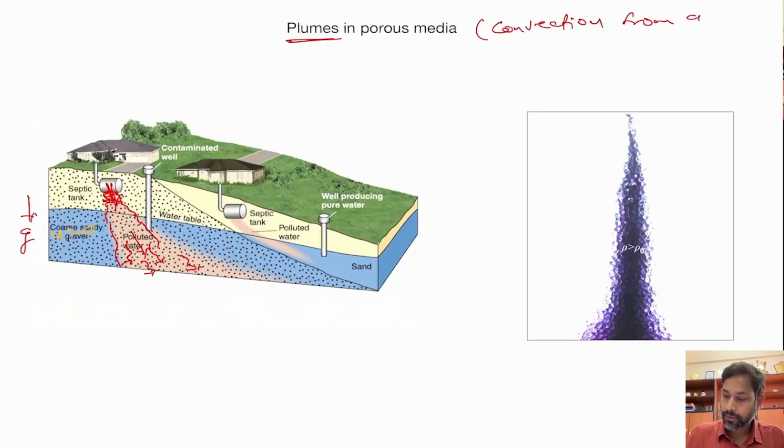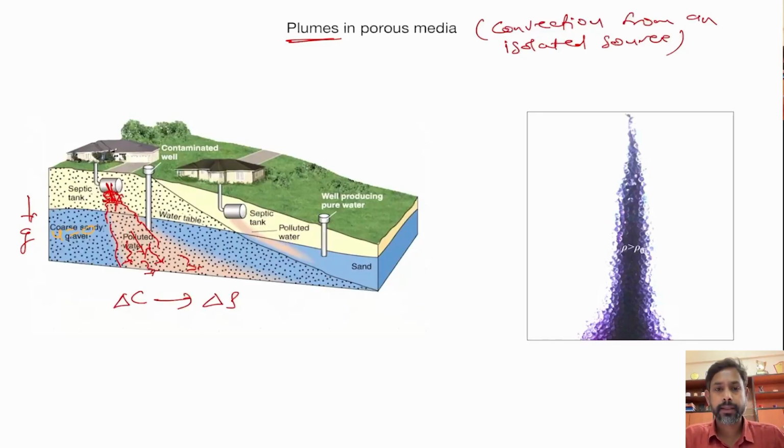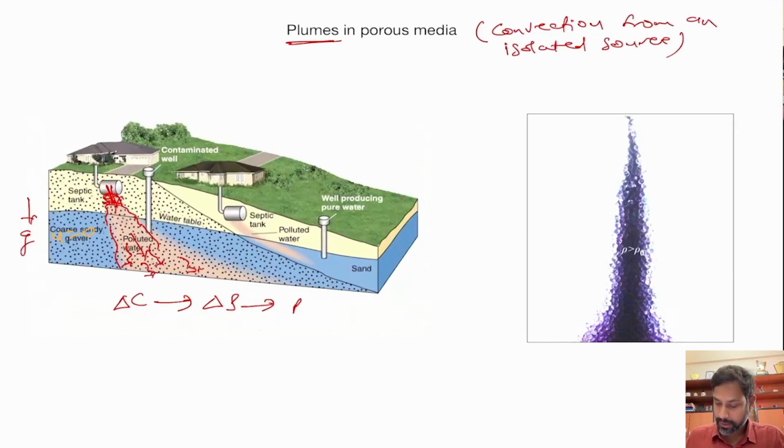Convection from an isolated source. Okay, because this is basically convection. What is convection? The flow that develops because of density difference, right? And here the density difference is coming because of the concentration difference. So there is this delta C that is resulting in delta rho, and that resulting delta rho is actually creating the plume. Okay, so this is something we are going to see in today's lecture.